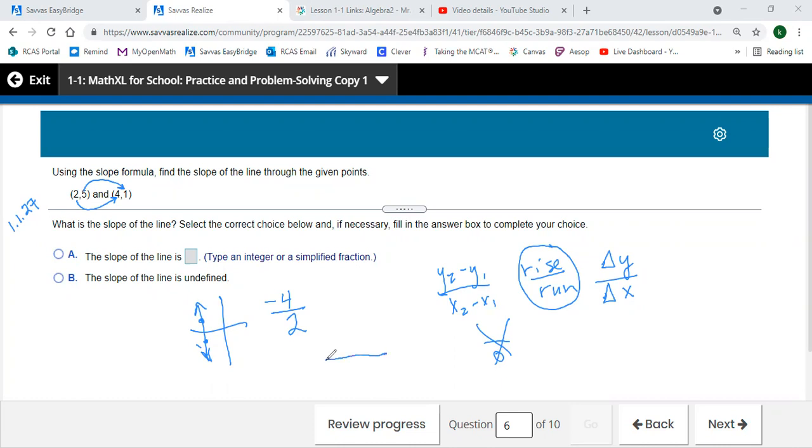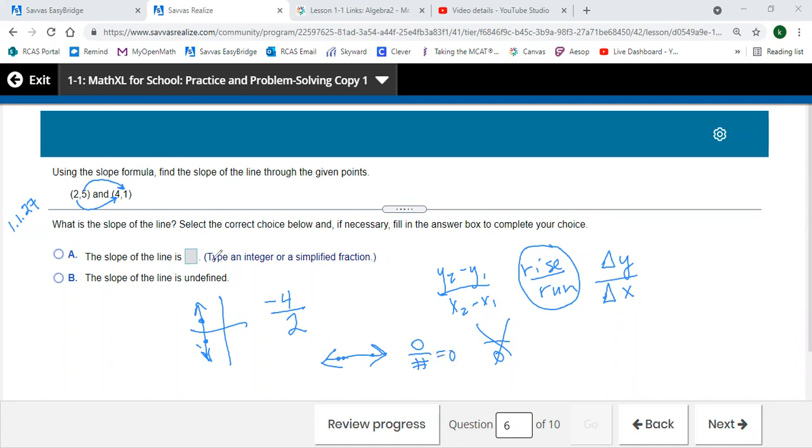If it's a horizontal line, remember, that would be my change in y is 0 on top. And then my change in x can be any number you want, because if you move from here to here, it might be 1. If you move from here to here, it might be 10. So any number, but 0 over any number is still just equal to 0.